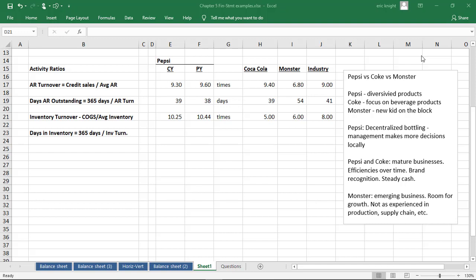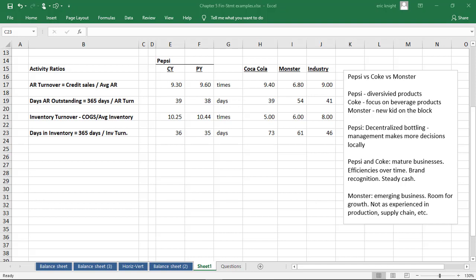Whereas the Coca-Cola and Monster products, perhaps they're more centralized decision making, and so they're not able to hone into the wants of the local area. So the number of times you turn over, that tells us something. I mean, it's very useful, but if we can look at the number of days something is held in inventory, oftentimes that just resonates better with the analyst.